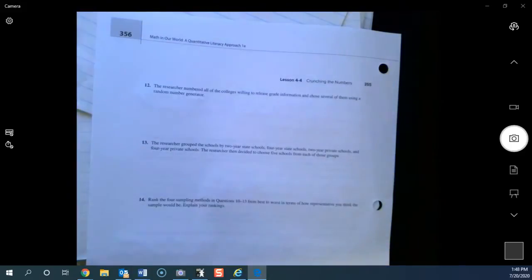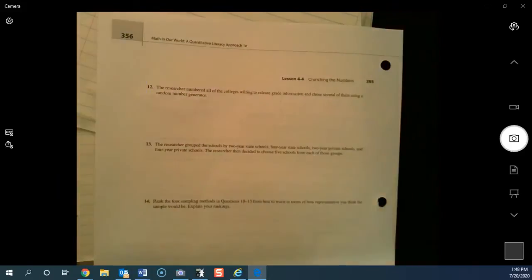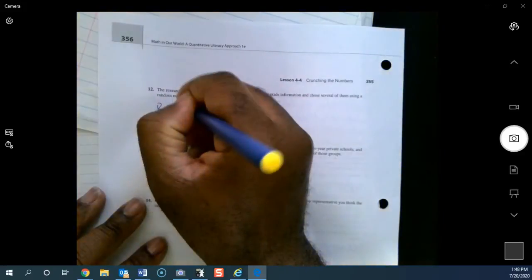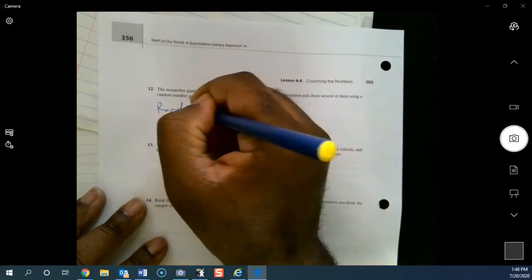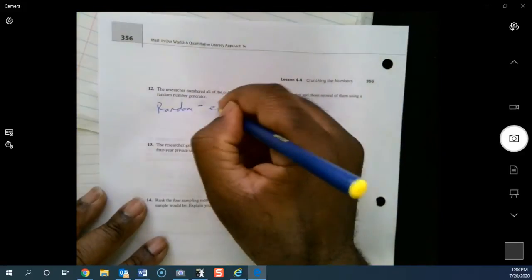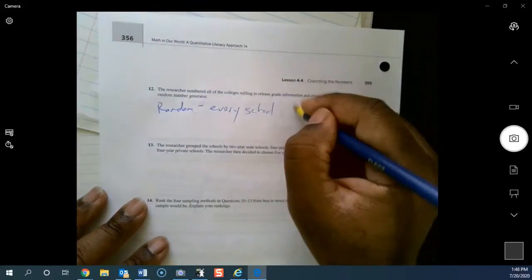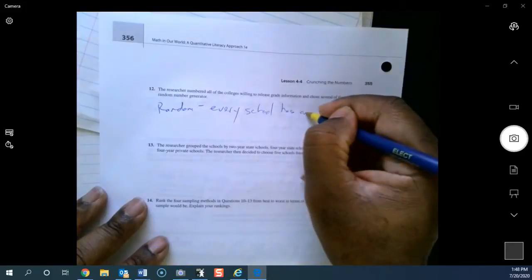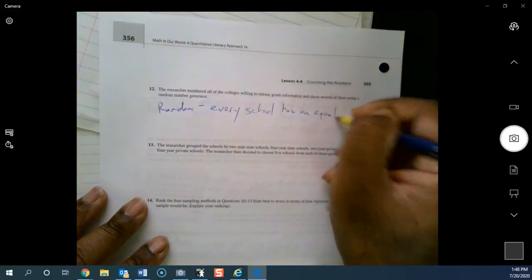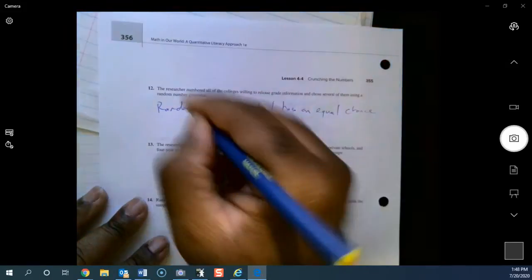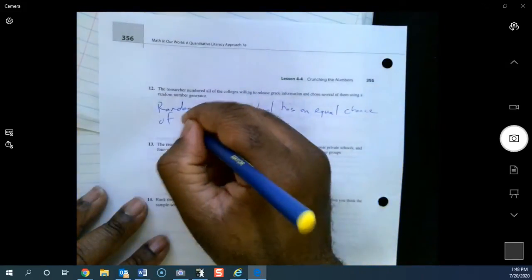The researcher numbered all of the colleges willing to release grade information and chose several of them using a random number generator. So it'll be random. Every school has an equal chance of being chosen.